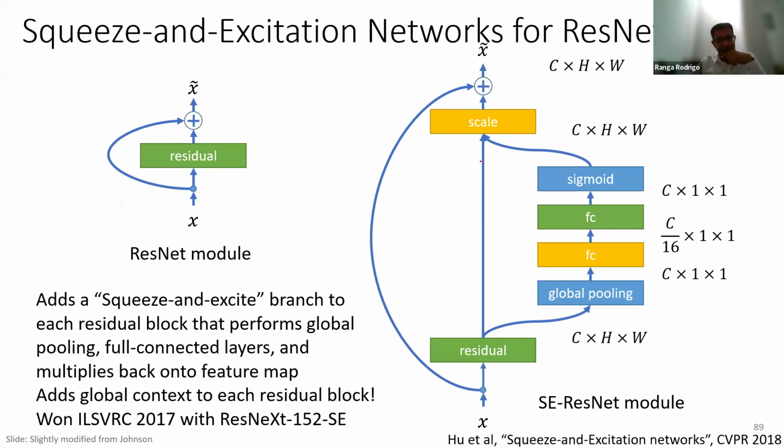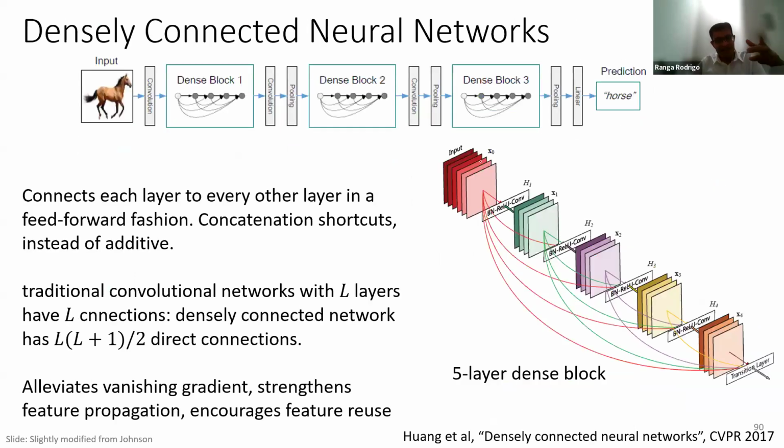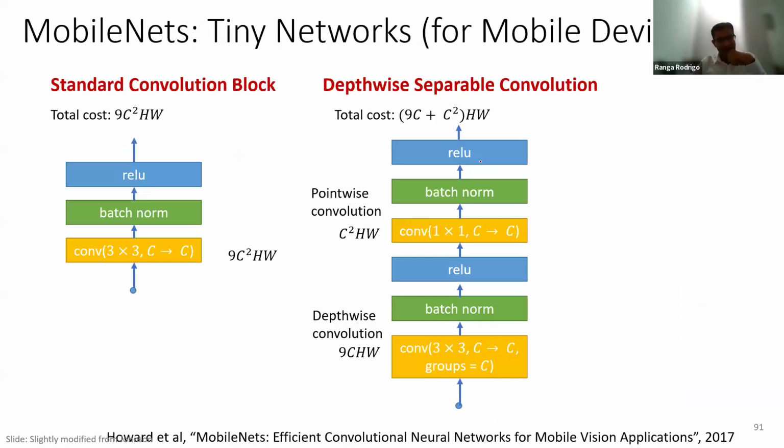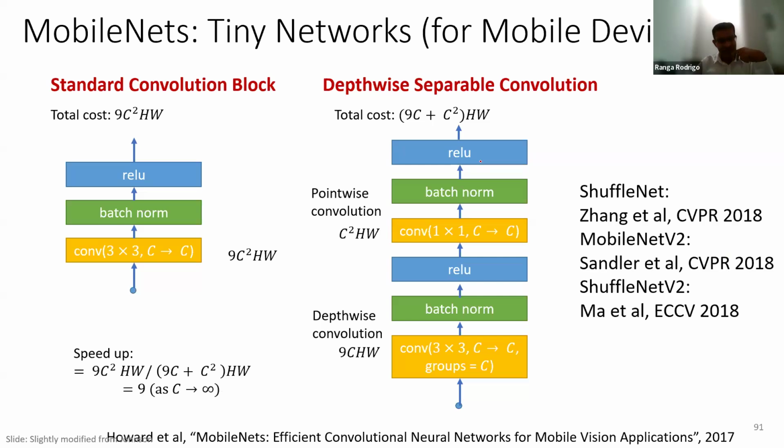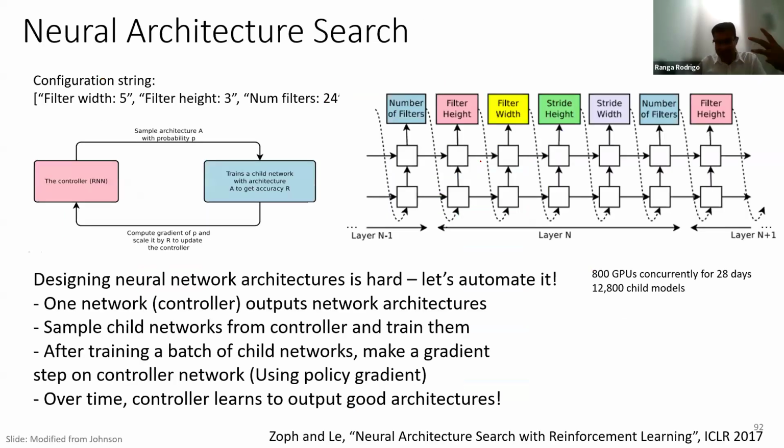And then densely connected neural networks in 2017. Then MobileNets, tiny networks for mobile devices, again in 2017. And then neural architecture search. This concept is also very important here. Okay, this you can say is hyperparameter tuning.